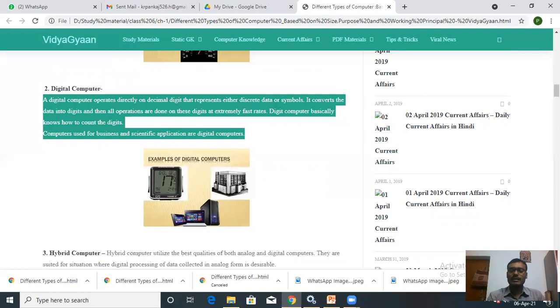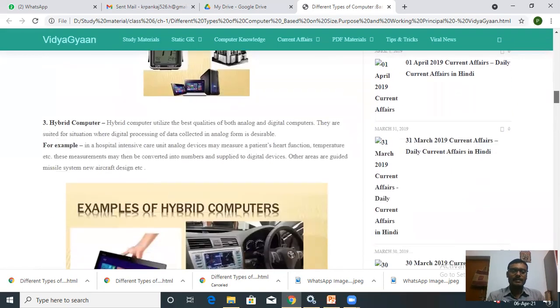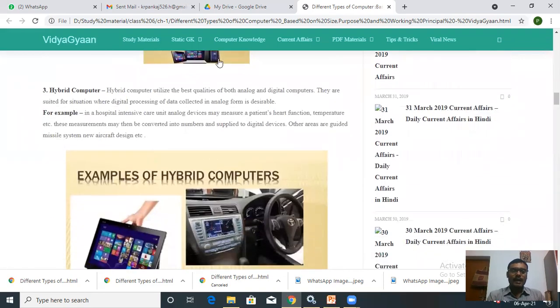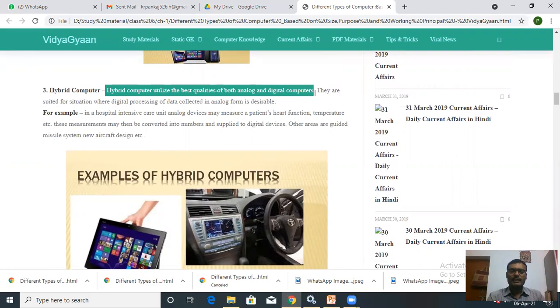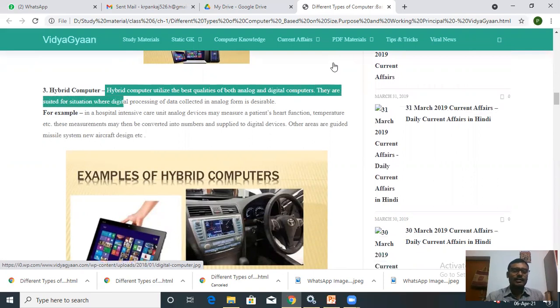Now, coming to the third type, which is known as hybrid computers. Hybrid computers utilize the best qualities of both analog and digital computers. Means you can say it is a mixture of analog as well as digital computers. They are suited for situations where digital processing of data collected in analog form is desirable.